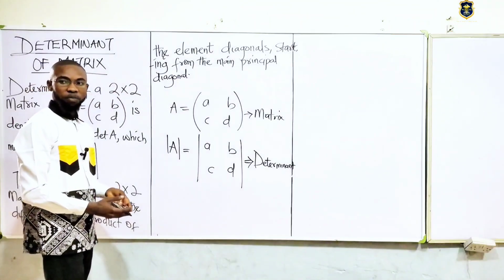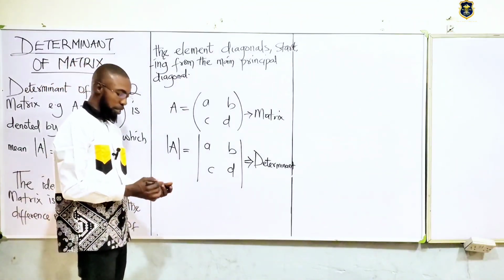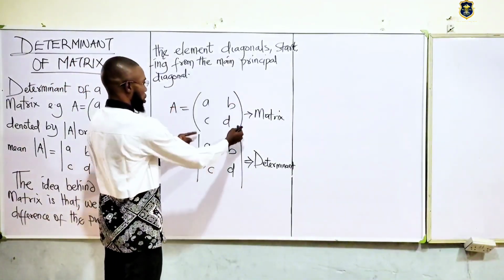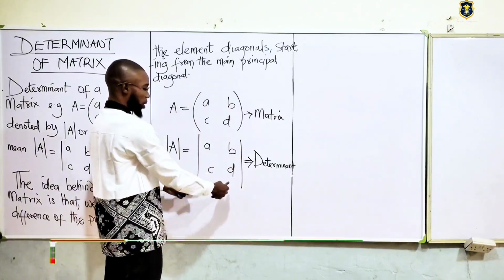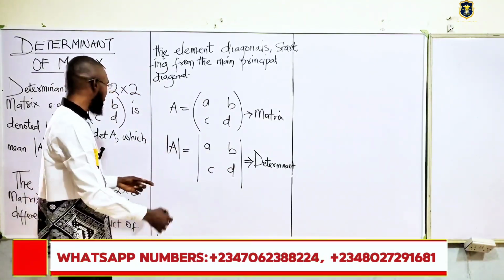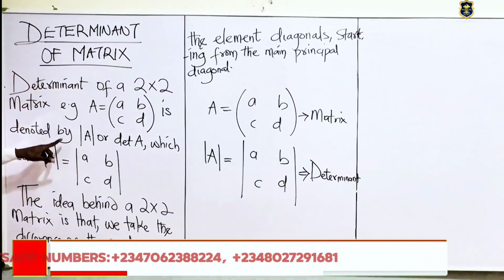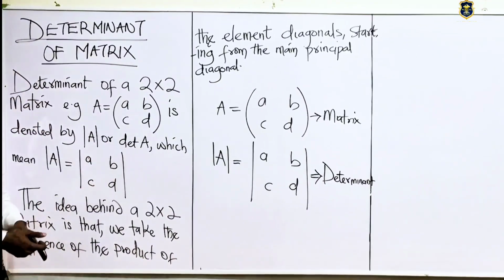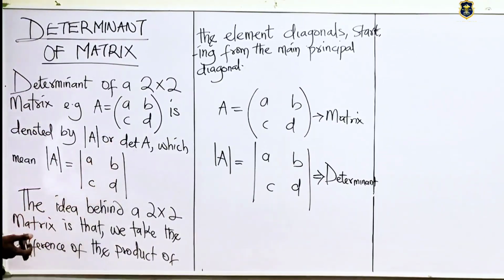This is the difference between a matrix and a determinant: the matrix has a curved bracket, but the determinant has a straight bracket. And the main determinant is denoted by this, or det A, which also means this. That's what I just explained to you.